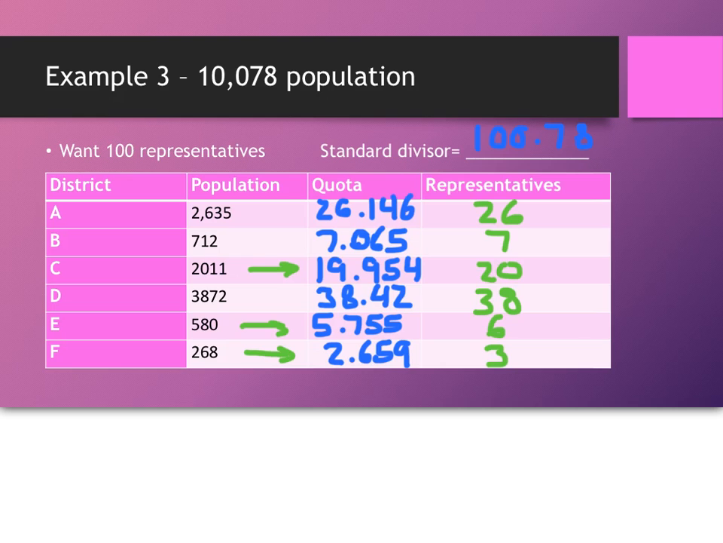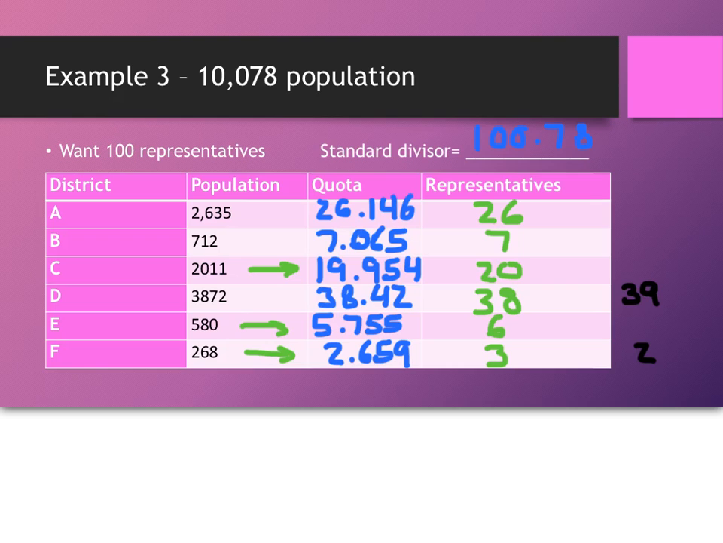And if we allocated using Hamilton's method this way, using the population of 10,078, then we get 26, 7, 20, 38, 6, and 3 representatives. Now this is slightly different than what we had in the previous slide. In fact, if you're real careful about this and look at it nicely, in the previous slide, D had 39 representatives and F had 2 representatives.